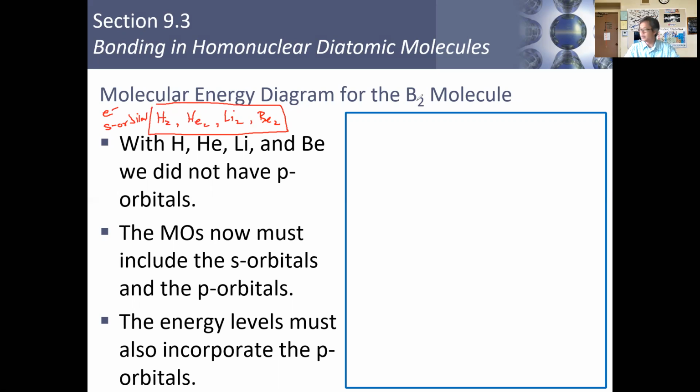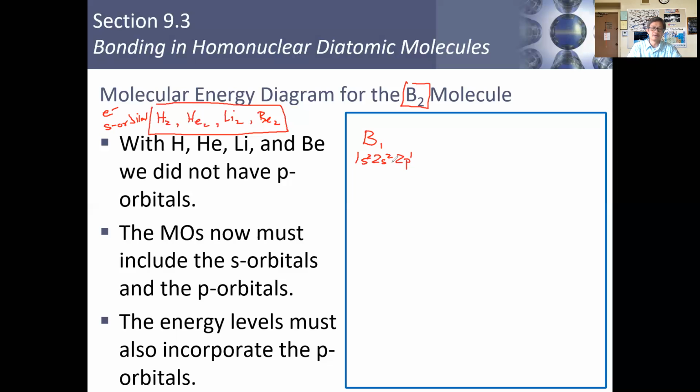However, when we get to boron, the 5th element, let's take a look at boron really quickly. Let's look at the electron configuration of boron. Boron is 1s2, 2s2, 2p1. So boron is the first element here that presents us with an electron in the p orbital. So what happens when diboron forms? Let's draw this structure.